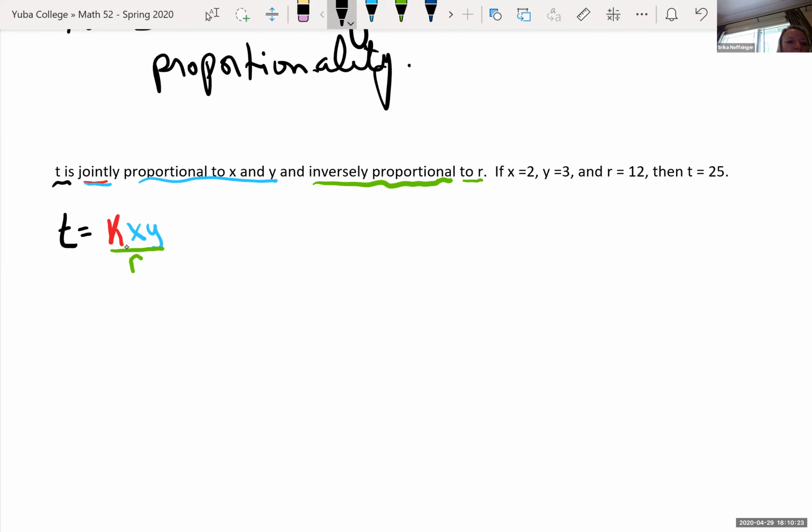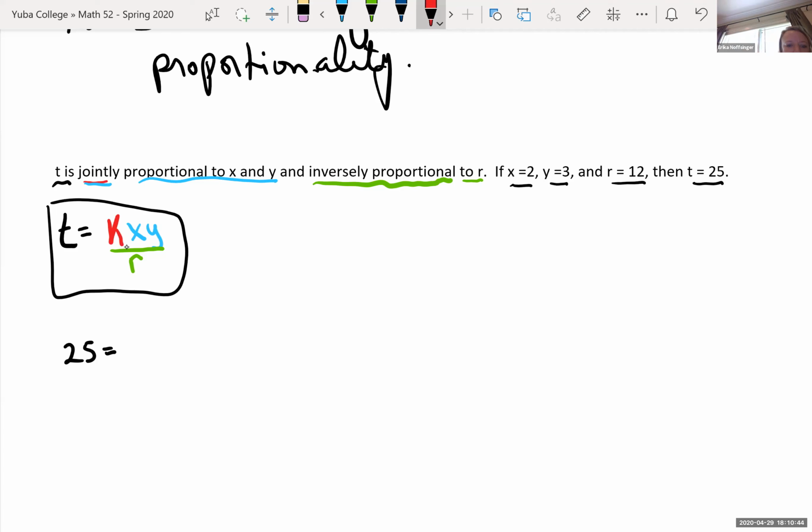Now we can plug in our variables: x equals 2, y equals 3, r equals 12, and t equals 25, so that we can figure out what k is. So it's just substitution. t is 25, so 25 is equal to, k is what we're looking for, so k times my x value, which is 2, times my y value, which is 3, all over my r value, which is 12.